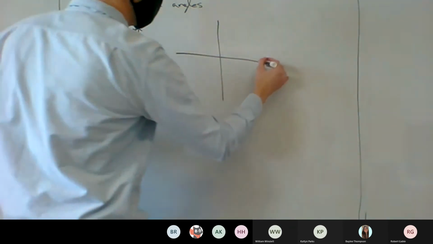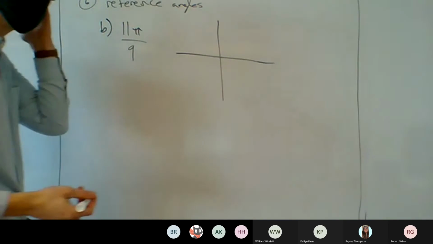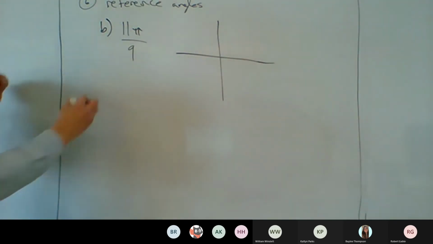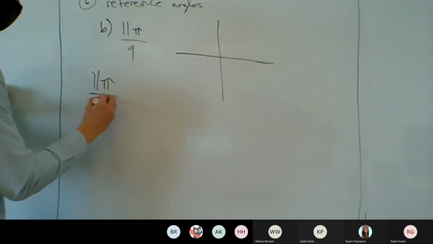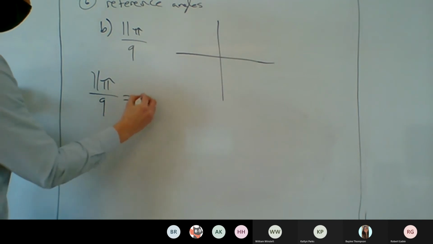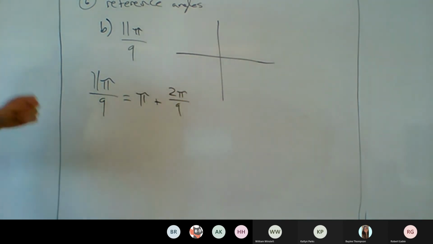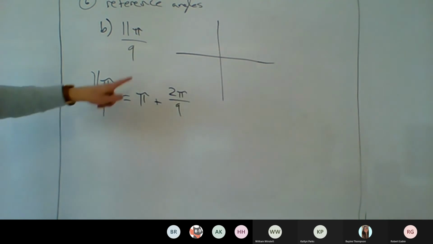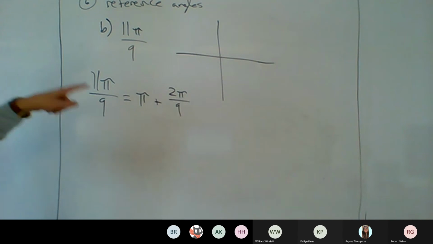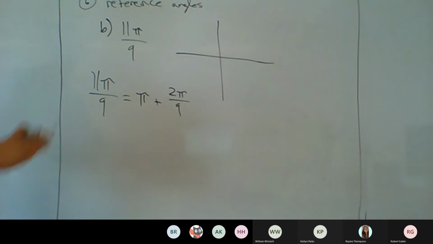So how do you draw this angle? Well, you gotta know fractions, right? You gotta understand that 11 pi over 9 is the same as having a whole pi plus 2 little extra bits, right? Because this is 9 pi over 9, right? 9 pi over 9 plus 2 pi over 9 is 11 pi over 9. It's an 11.